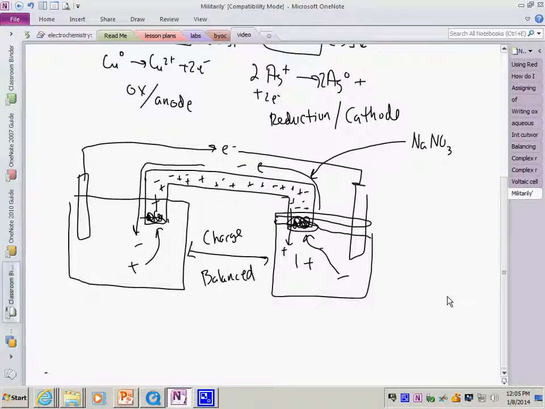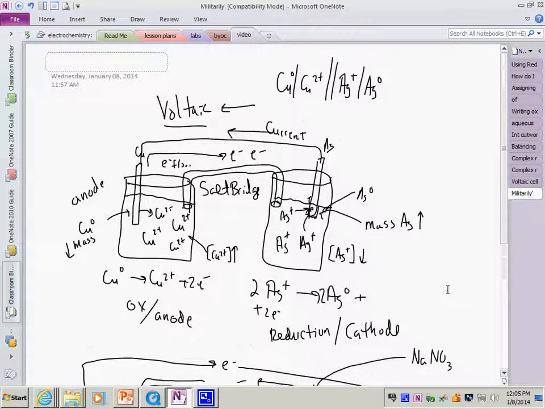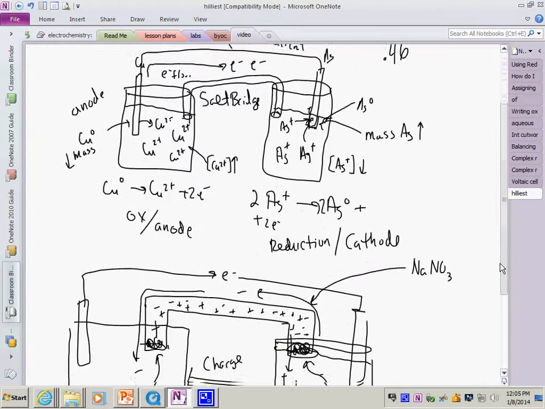Pretty much everything we have here, we've calculated the voltage, which is 0.46 volts. Off the top of my head, I can't think of anything else I'd want to label on this picture. There are lots of other ways of setting up these things. The biggest thing is how you get the salt bridge to work.